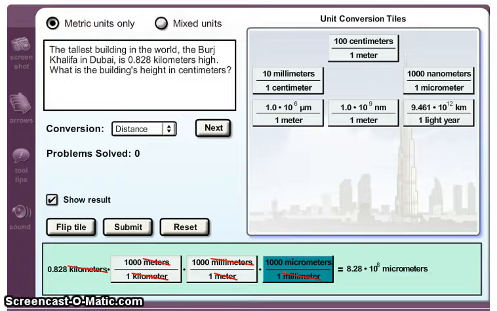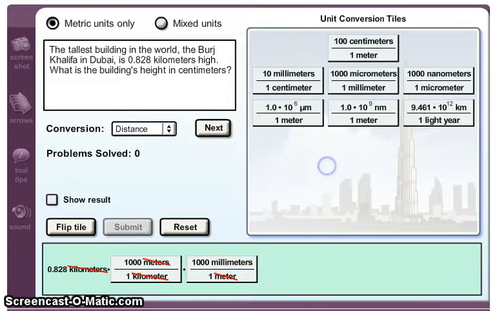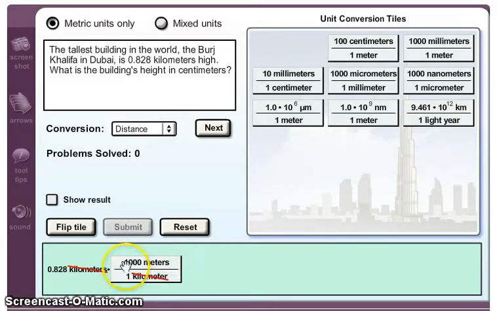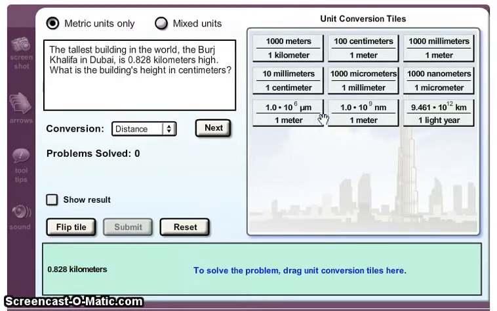Now, if we go on to activity A, first we have to get the Gizmo ready. We want metric units only, and that we have distance. We need to take show results off. And we are going to take these ones off. So we're starting over.